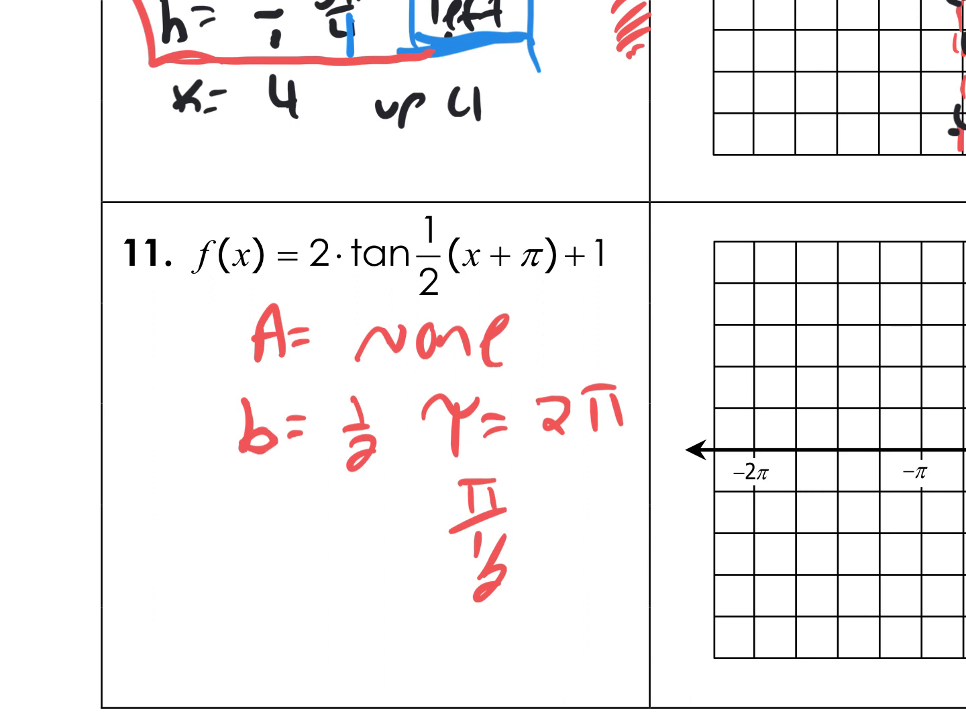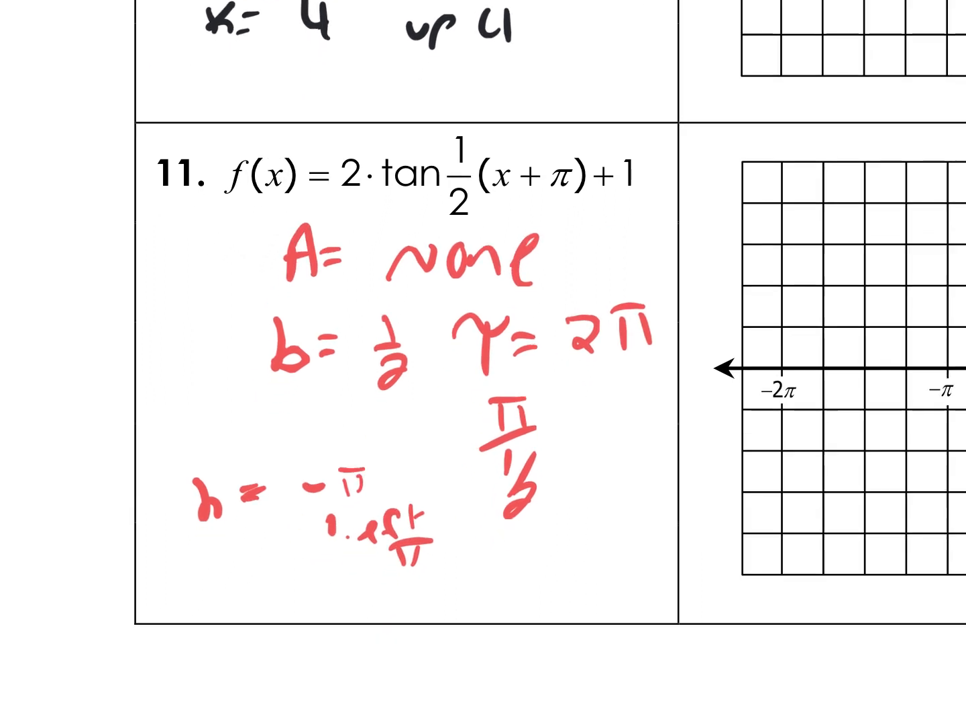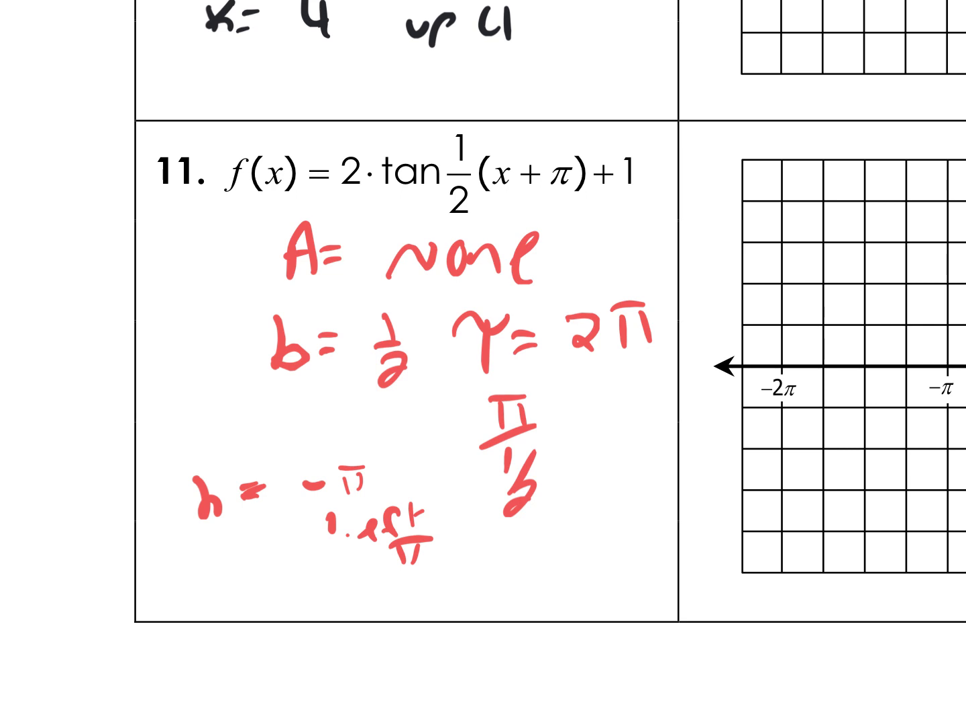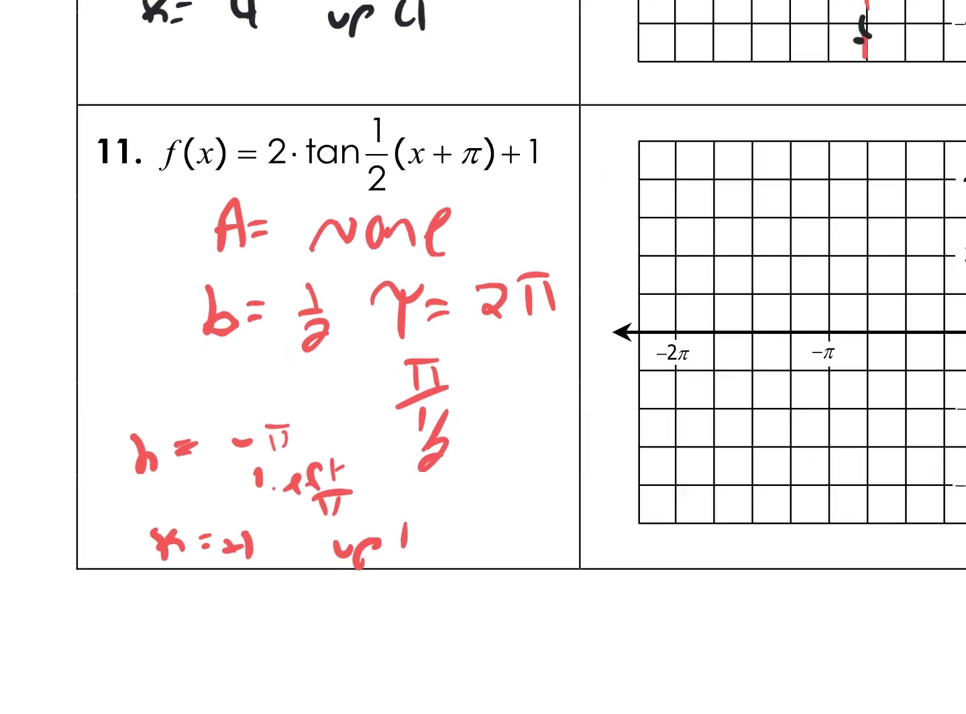Okay, what's my H, my phase shift? Nope. X. I can tell you've not learned anything in 2 days of lectures. It's pi, but is it positive or negative? Negative pi. It's going to shift left. What's my K? Positive 1. It's going to go up 1, right? So let me go up 1 and make my midline.